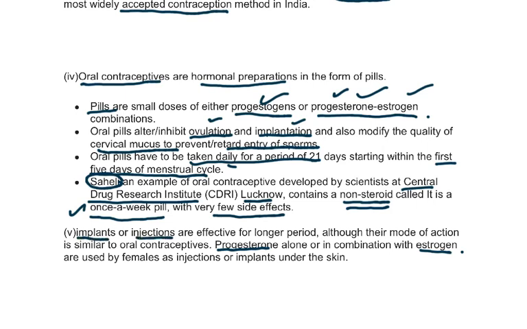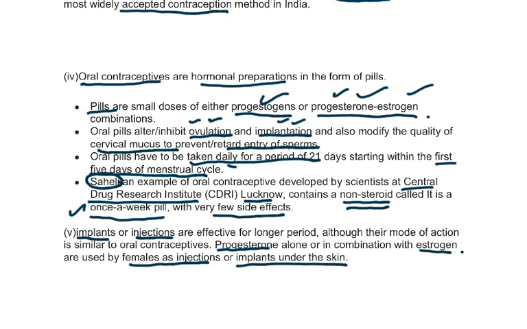Implants are nothing but small diffusible capsules which are implanted under the skin. These hormones continuously diffuse out into the bloodstream, thus having the same effect, that is, they prevent ovulation as well as implantation, as the contraceptive pills do. Whereas in some cases the females can be injected with these hormones, which can have a longer duration.